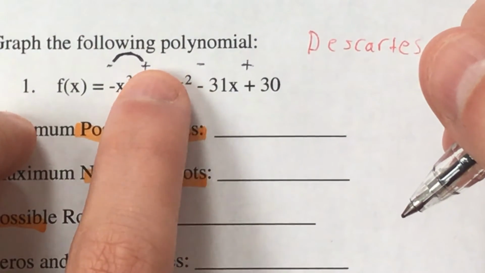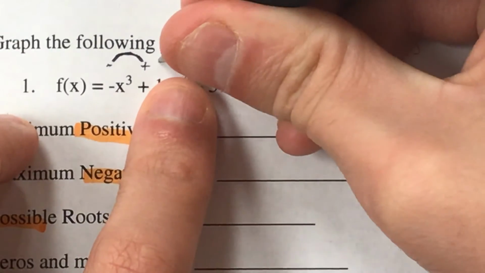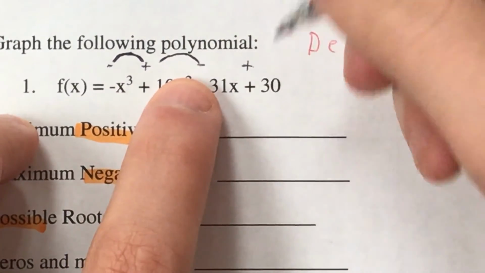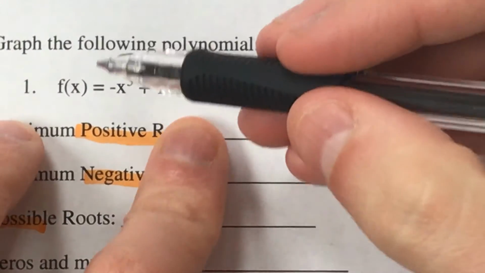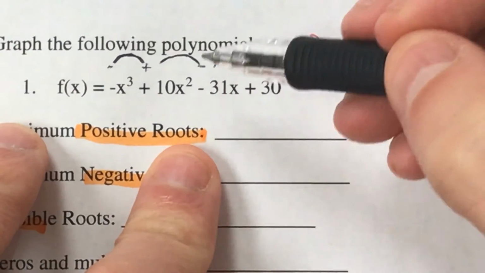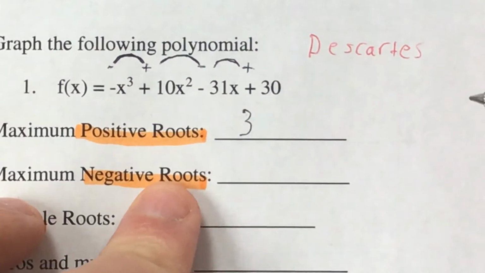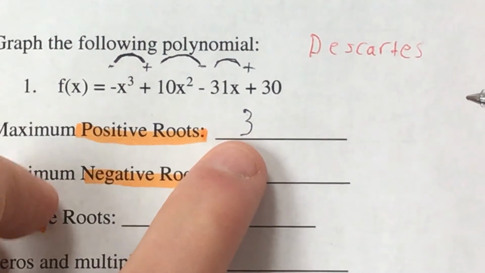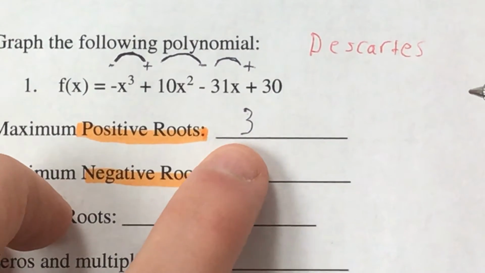This one was positive and now it's a negative. So once again, it changed. It changed from positive to negative. And then it changed back from negative to positive. Which means it changed positive, negative, 1, 2, 3 times. So the max positive amount of roots is 3. It could be less than 3, but the maximum amount is 3.